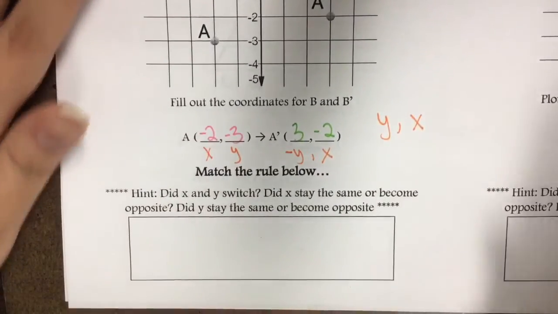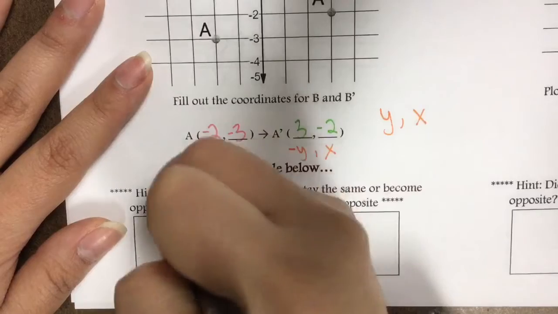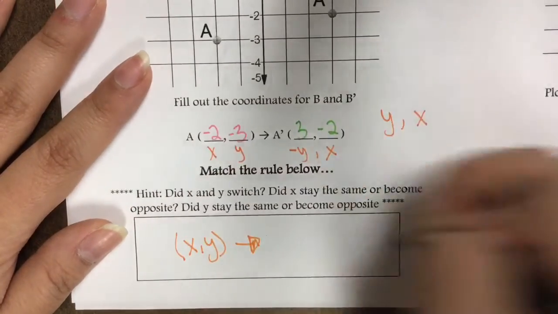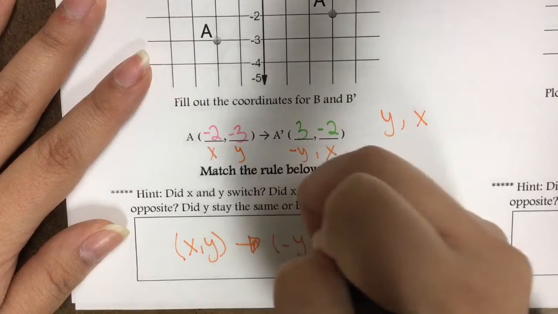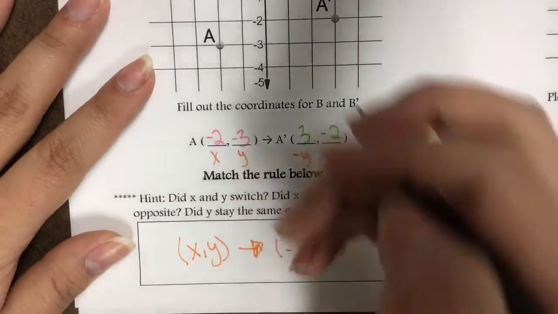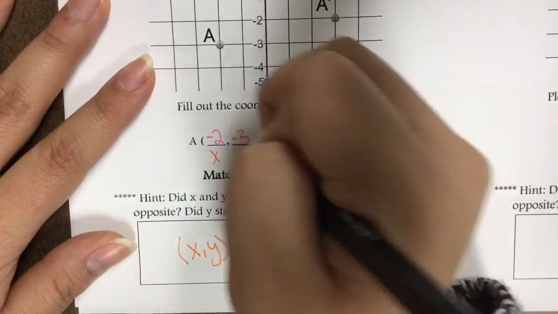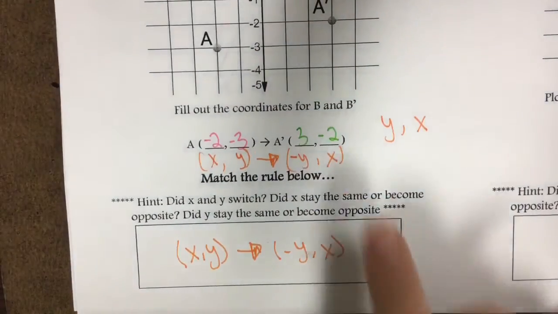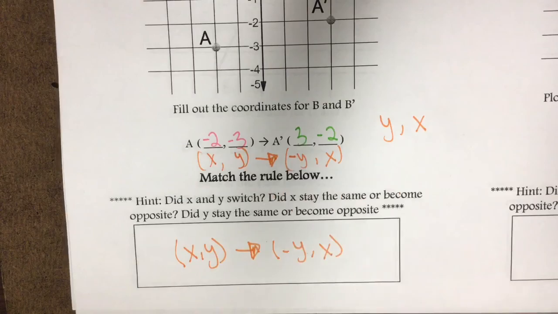So we can go ahead and write our rule. X, Y changes to -Y, comma, X. So really we're just rewriting what we wrote up here. We have the arrow between them, we put our parentheses, and we have our rule written looking at these coordinates. Let's go ahead and do another example.